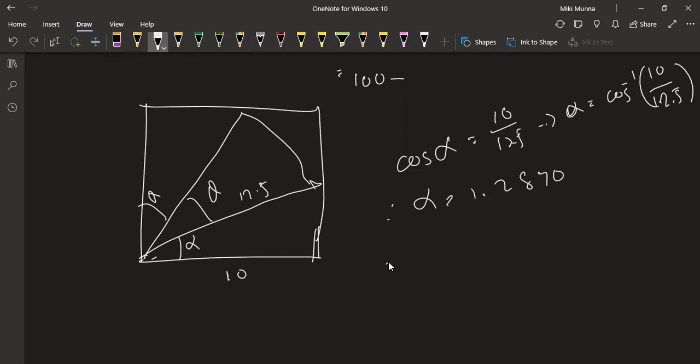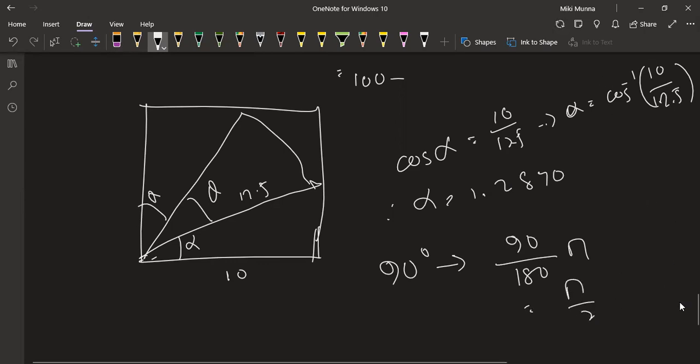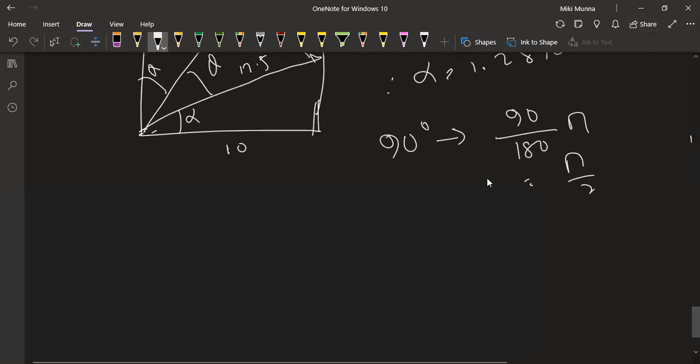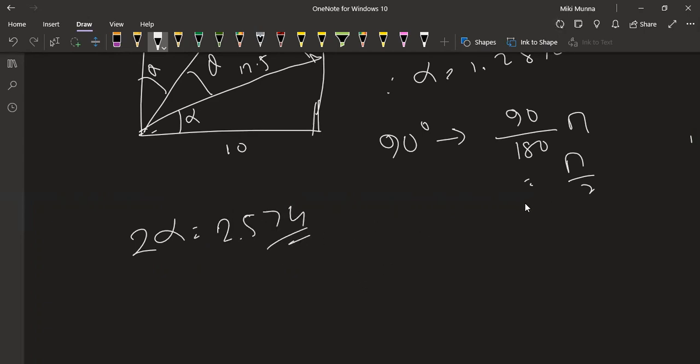Now 90 degrees actually means 90 over 180 pi. That means pi over 2, because 180 is equal to one single pi. That means we have twice alpha, which is 1.287 times 2, which is 2.574. This is our twice alpha. And pi over 2 is the total entire region.